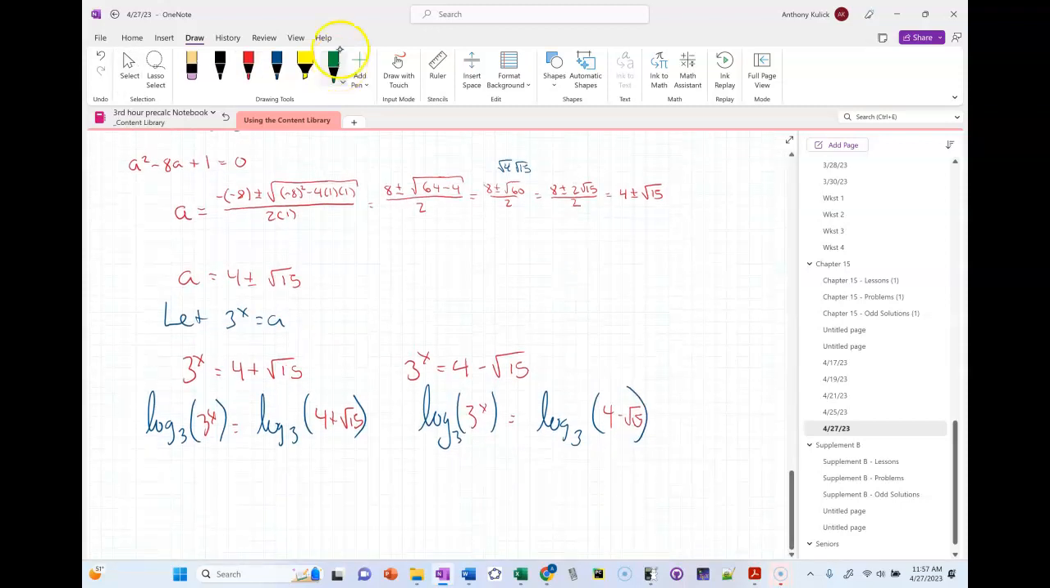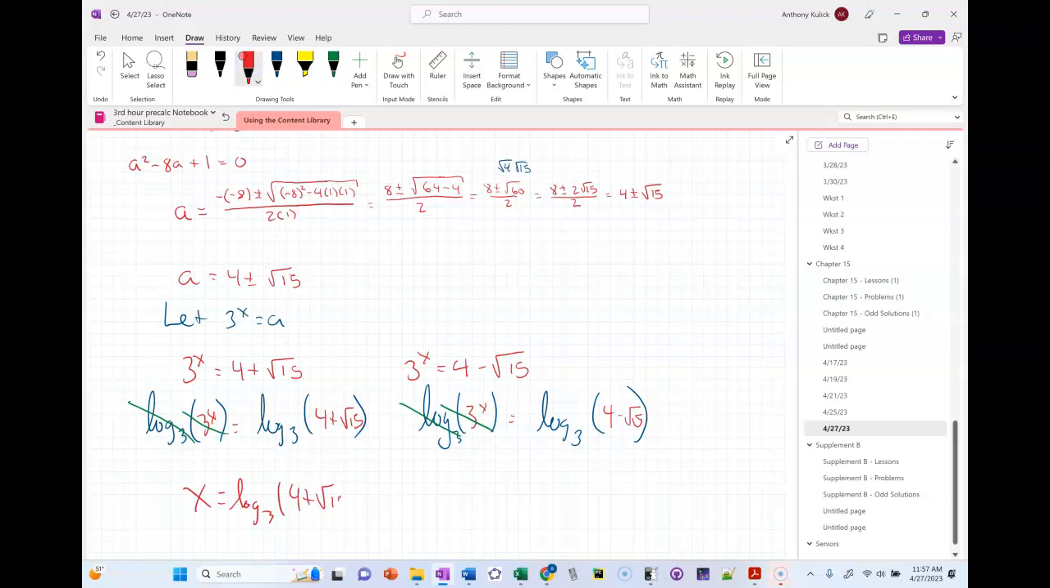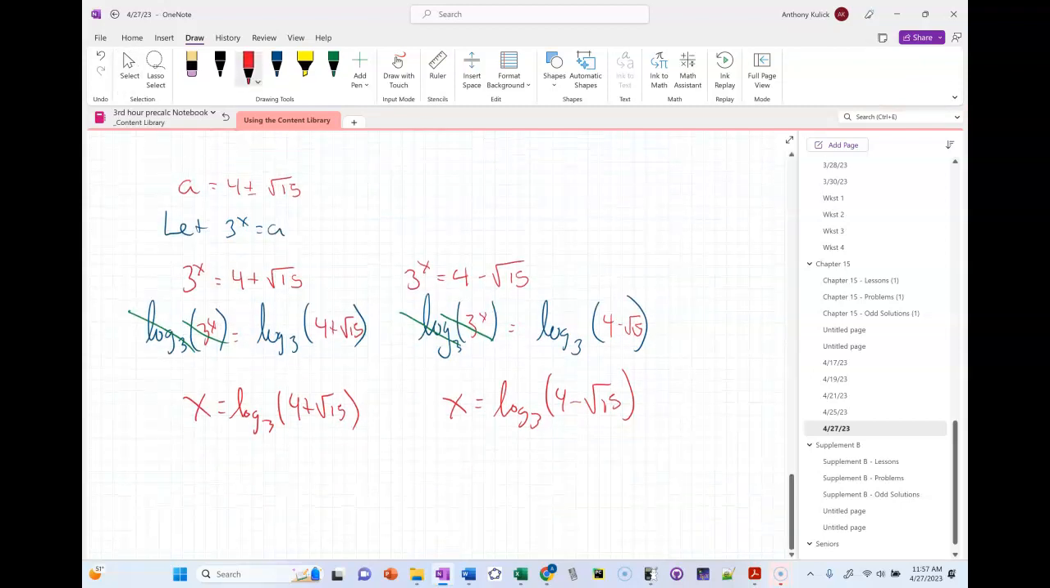Okay. So the log base 3 cancels with the exponent base 3. And from here, it's just calculator time. Okay. And when we come back from lunch, we can talk a little bit more.